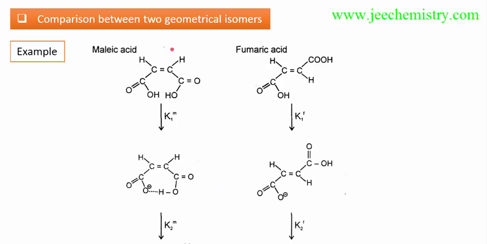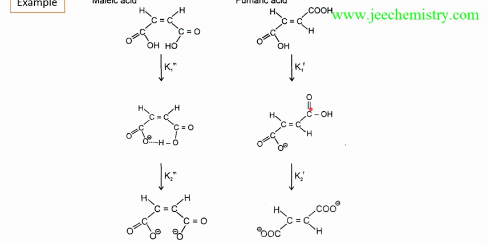We have to compare maleic acid and fumaric acid. Maleic acid is cis. This is trans. Between these, which will be more acidic? First of all we look at the conjugate base. This is the conjugate base we form, with a negative charge, when one H leaves. This one is more stabilized by hydrogen bonding. This doesn't have hydrogen bonding. So this will be more stable.